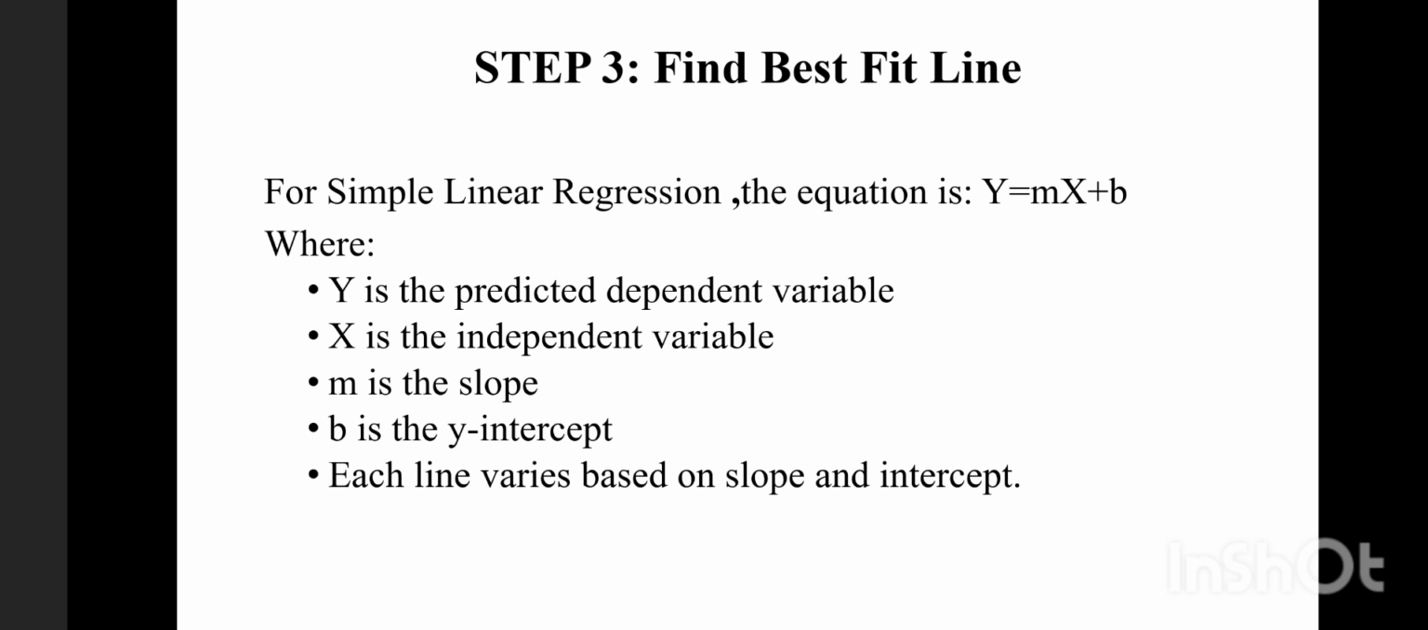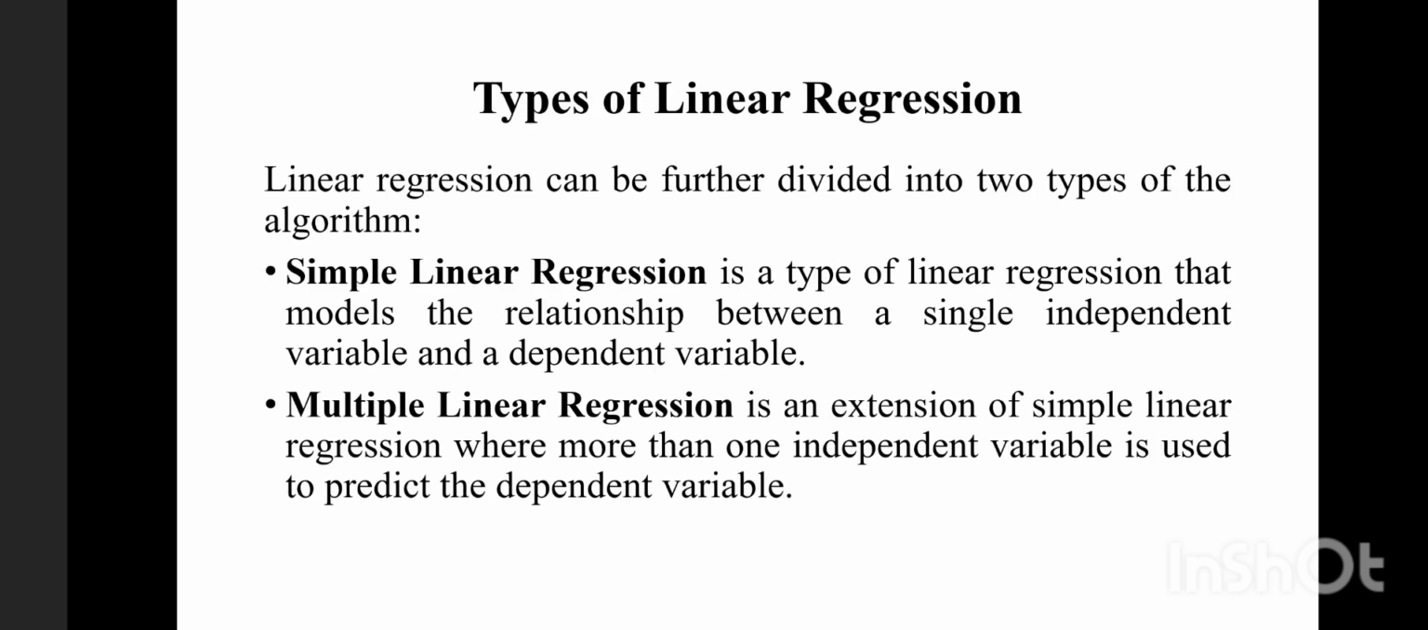Find the best fit line equation. The equation for simple linear regression is y equals mx plus b. Here m represents the slope and b represents the intercept. This equation helps predict dependent variable values. Then types of linear regression. Linear regression is divided into two types. They are simple linear regression and multiple linear regression. Both are used for prediction analysis.